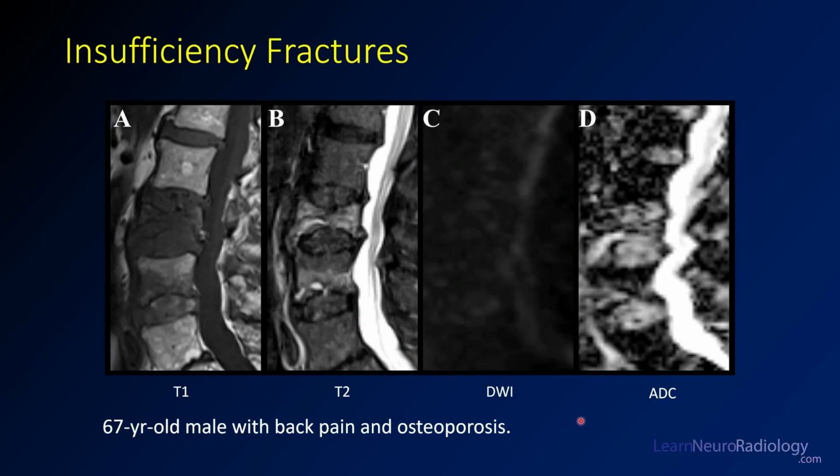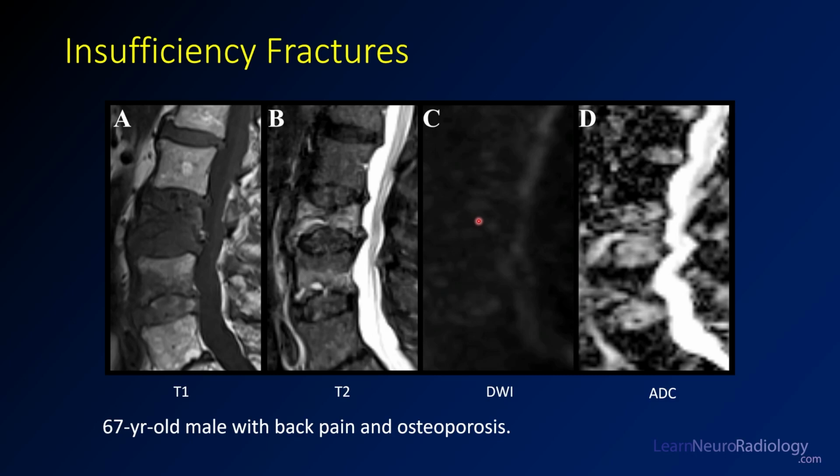Now let's talk for a second about differentiating insufficiency and pathologic fractures. This is a 67-year-old man with back pain and chronic osteoporosis. What you see here in the lumbar spine, you have a vertebral body that's lost vertebral body height. Here on T1, you've kind of lost the normal marrow signal. It's hard even to differentiate the bone from the surrounding disc. On T2, that vertebral body is pretty bright, so you've got some edema in the vertebral body. Maybe you have a little linear fluid cleft in there, which can be a good sign that you're dealing with an insufficiency fracture.